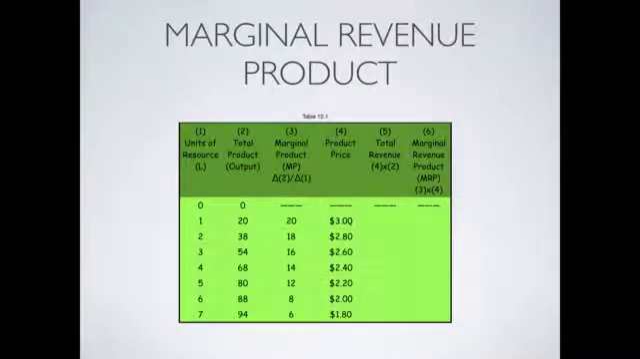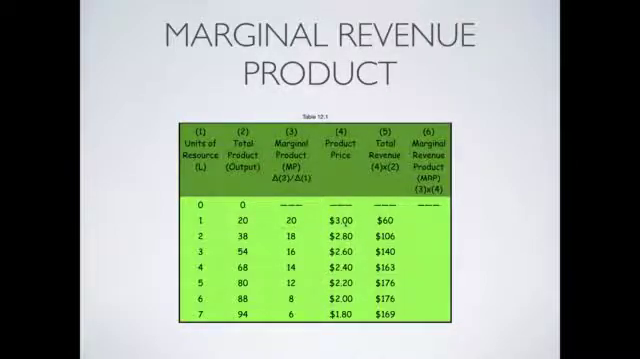Total revenue, now we'll take a look at total revenue. Total revenue, as always, is price times quantity. So column 4 multiplied by column 2. So we have 20 times 3 is equal to 60. 38 times $2.80 is equal to 106. 54 multiplied by $2.60 is equal to 140, and so on. And lastly, we can calculate the marginal revenue product, which is going to be columns 3 and 4 multiplied together. We take the marginal product of the workers multiplied by the product price, and that gives me what the value of their production is equal to.